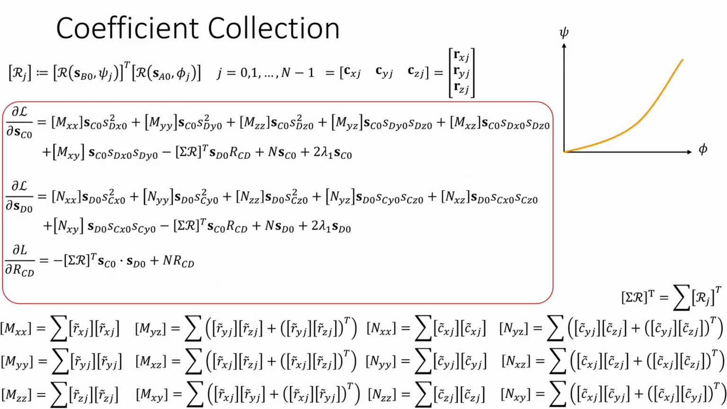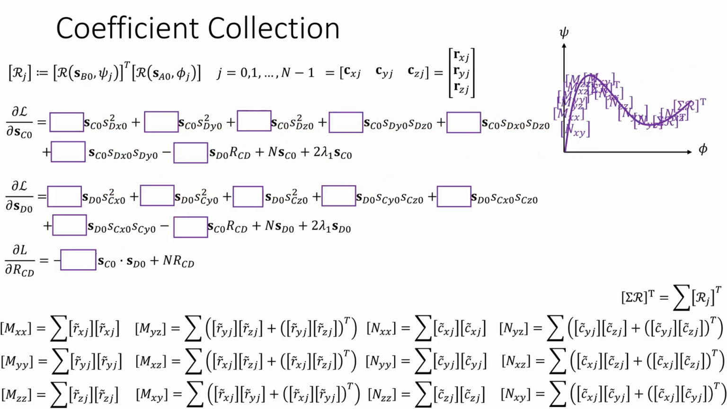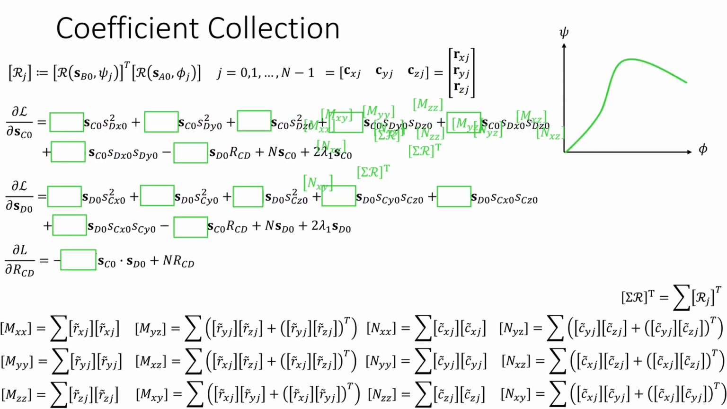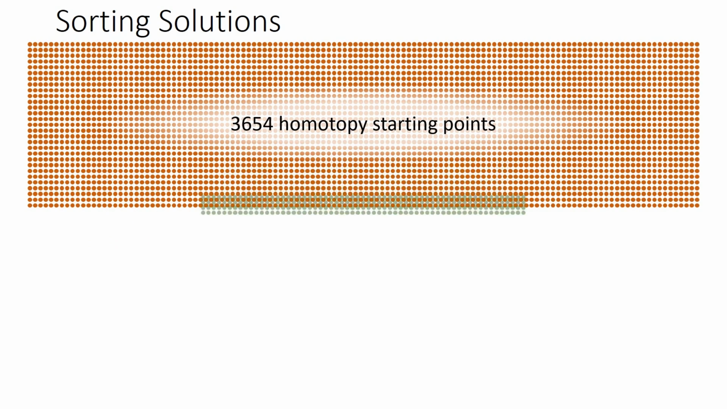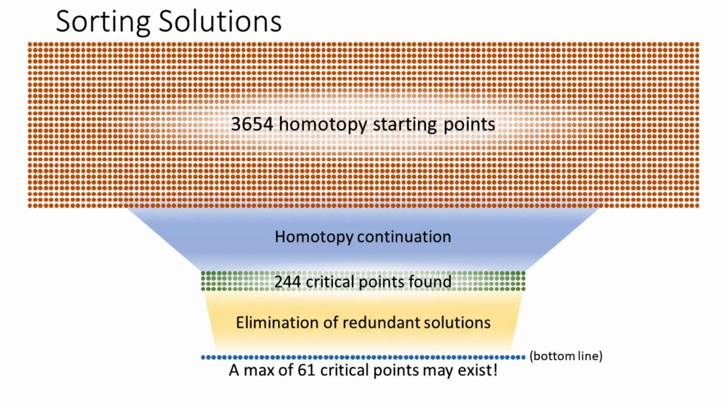Task data can be collected into the coefficients of our polynomial stationarity conditions as large summations of symmetric matrices that may be evaluated before the numerical solution process begins. By increasing the number of discretization points, these coefficient summations form a sort of signature for any continuous curve in phi psi space. We applied the homotopic continuation solver Bertini, which tracked 3,564 paths and found 244 finite isolated solutions.